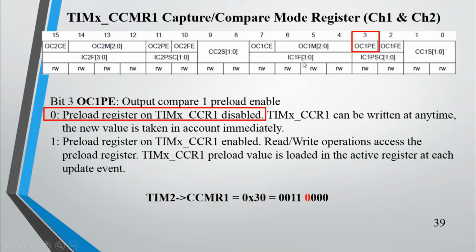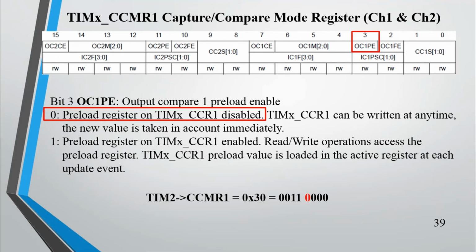Then in the same register, bit number 3 is used for output compare 1 preload enable. It is the preload enable for the first channel. A preload register is nothing but a shadow register for the actual CCR register. Whenever you write into the preload register, that value is taken into the capture compare CCR1 register only when the next update event occurs. That means when the counter overflows from the maximum value to 0, only then the loading takes place.